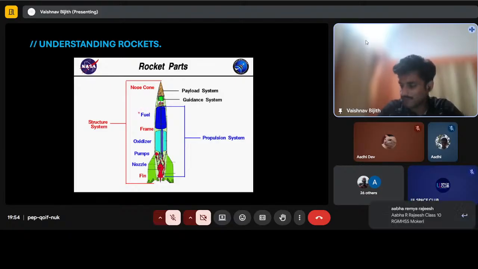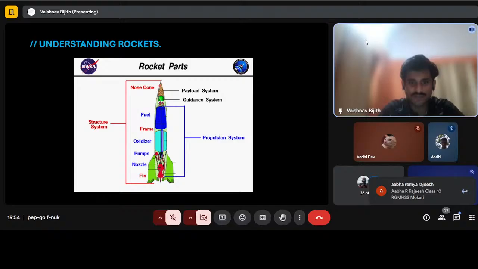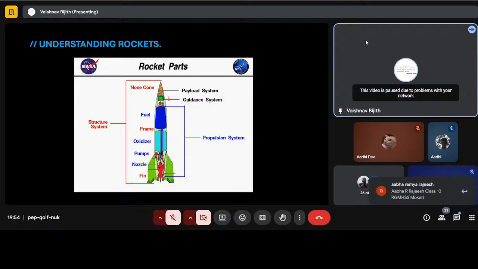We have always observed that the nose cone of a rocket has a sharp or rounded design, right? Can anyone tell me why we have a sharp or a rounded design for the nose cone of a rocket?